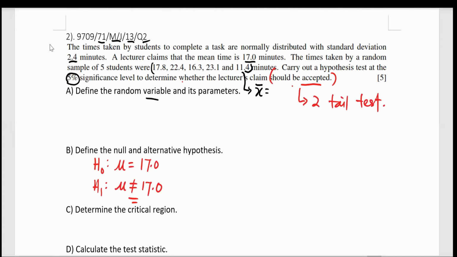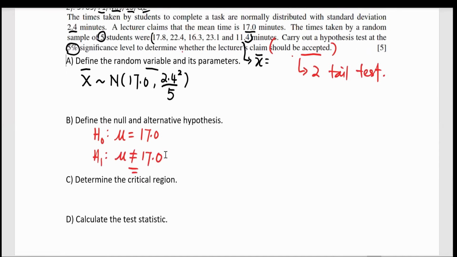Okay, now we are going to define the random variable in step A. So the time taken should be a normal distribution, right? And according to the lecturer's claim, the mean should be 17 and standard deviation 2.4. So since this time you are given the standard deviation, you must make sure to square it because the parameter is the variance that we need. Same thing when we are going to carry out testing, we are looking at the sample mean. So we are looking at the mean time taken, right? Which is also a normal distribution with the same mean of 17, but the variance must be divided by sample size. So 5 students' time taken, so sample size is 5. Okay, now we have determined the variables and the parameters.